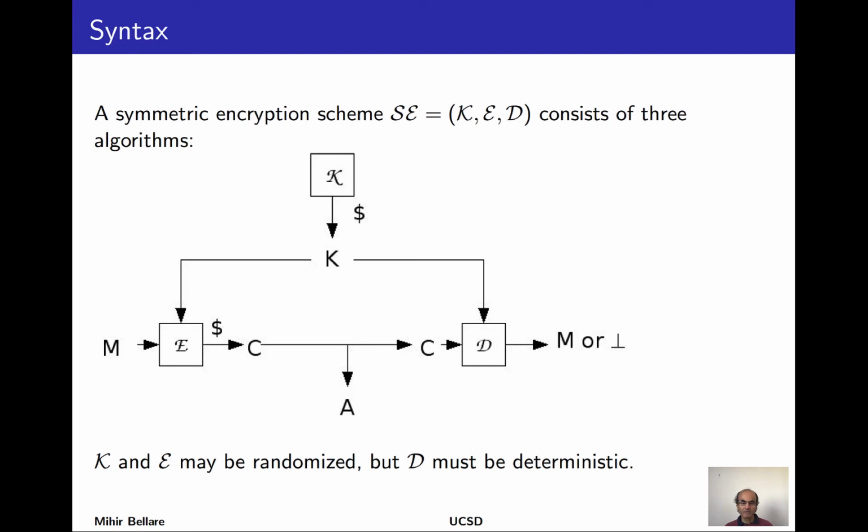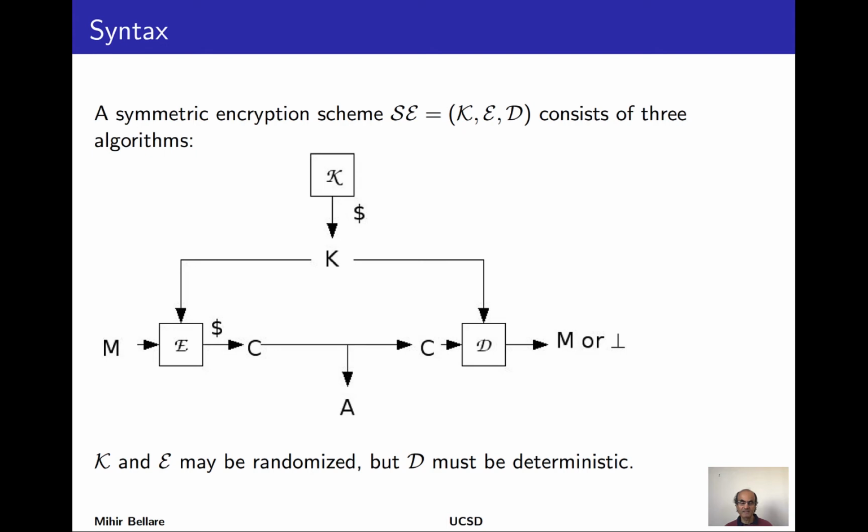Whenever we have a cryptographic primitive, its first element definitionally is what we call syntax. Syntax simply says what you need to describe in order to give a specification of a scheme. And in this case, a symmetric encryption scheme is a triple of algorithms. So to specify it, I have to give you descriptions, either mathematically or in code, of 3 algorithms called key generation, encryption, and decryption.